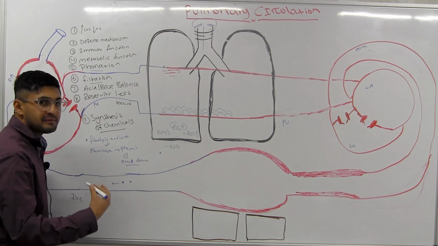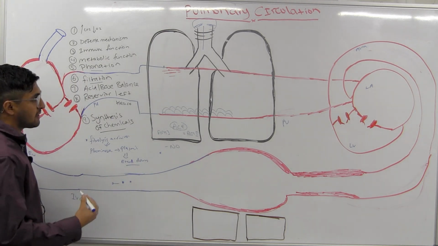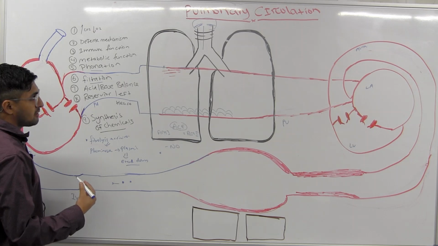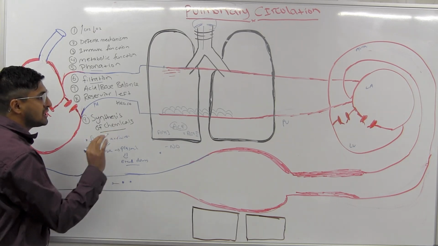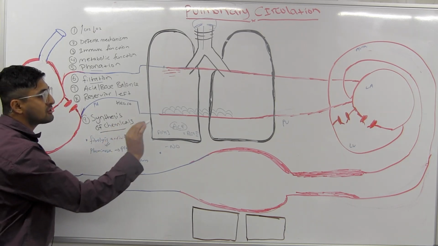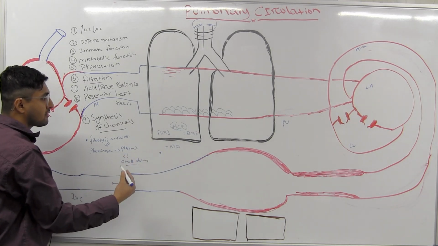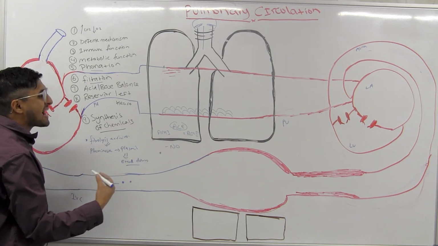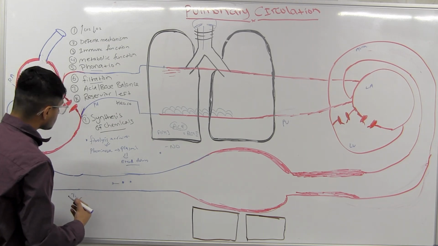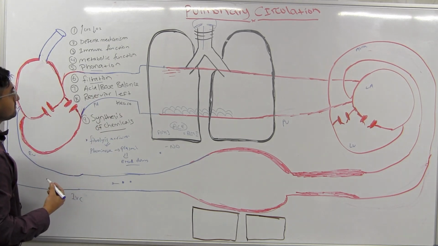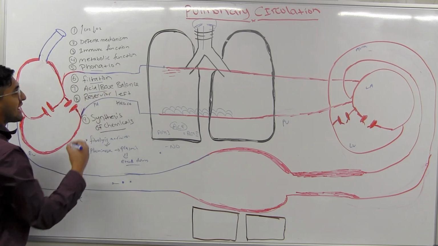So the lung plays a very, very important role in filtration. It prevents any emboli or thrombi from going to the systemic circulation by releasing this fibrinolysis activator. That's what they do, that's how they work as filtration. They also work in acid-base balance.